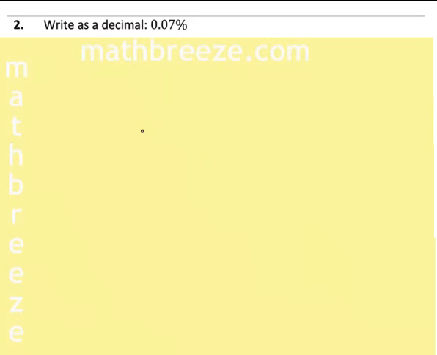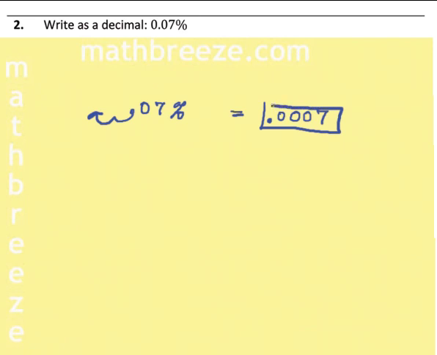Now let's write the percent 0.07% as a decimal. All right, so here is the percent, and here's our decimal place, and we're moving it 2 places to the left, so that's 1 place, 2 places. So we're going to have to add 2 zeros to the front to hold those places. So here's our decimal, and we have 0, 0, and then this 0, and then 7. So there's our decimal number equivalent.